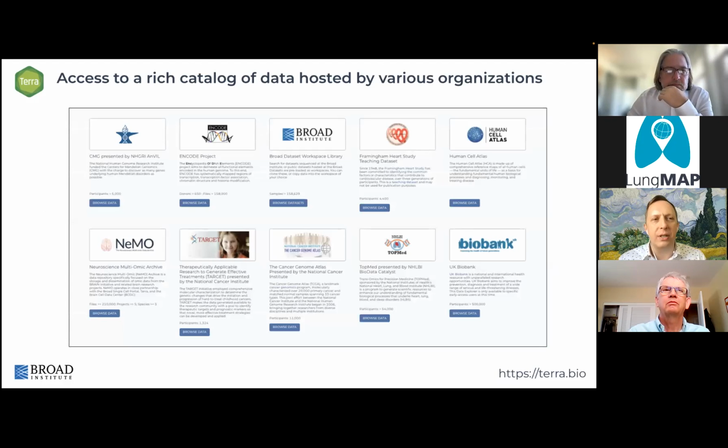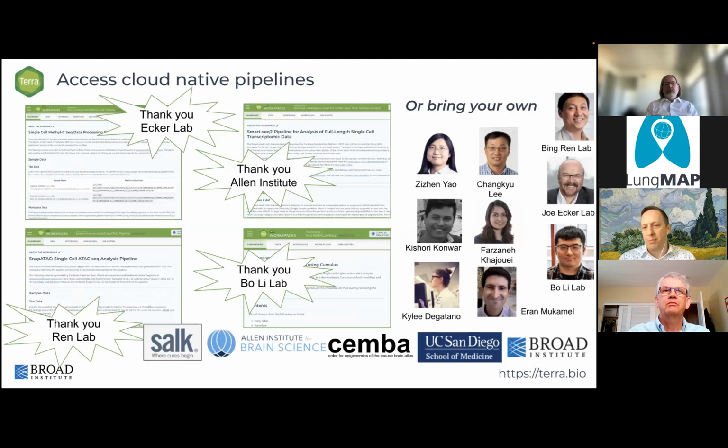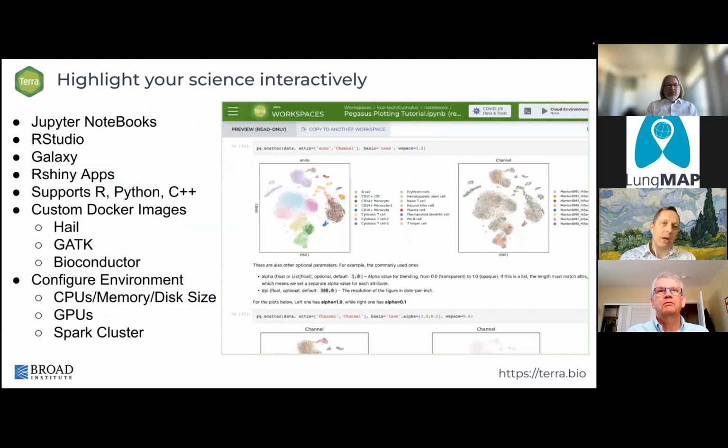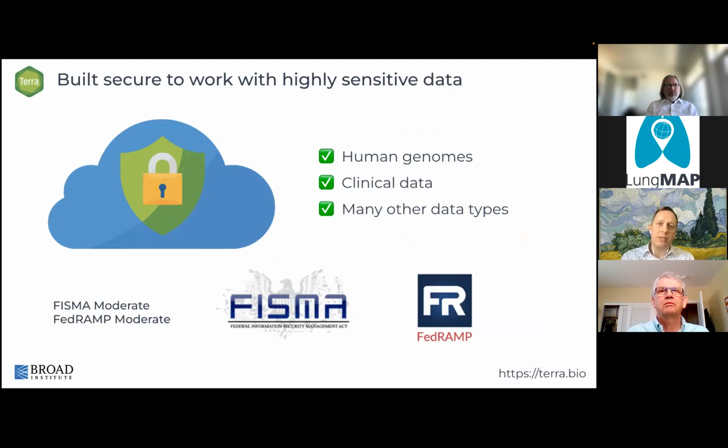I'll show you these, but this is just a picture showing a catalog of data sets. Pipelines, for instance, I can show you pipelines from the Human Cell Atlas Data Coordination Platform or the BICCN, for instance, the BRAIN Initiative, as well as other ones. And I had mentioned before interactivity and different kinds of environments that one can use that we work with. Also, this is a secure environment. We're not only FISMA moderate authorized, but we are a FedRAMP authorized environment as well. This is very important to be able to work with the kinds of sensitive data that we have and keep our promise to our patients and our donors.